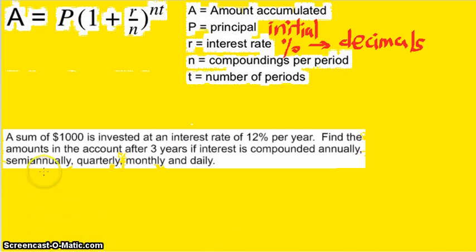Alright, welcome back. So what we have here is initially $1,000, and the interest rate is 12% per year. They want us to find how much money we have after 3 years, if the interest is compounded, which means if the interest is being paid annually, semi-annually, quarterly, monthly, and daily.